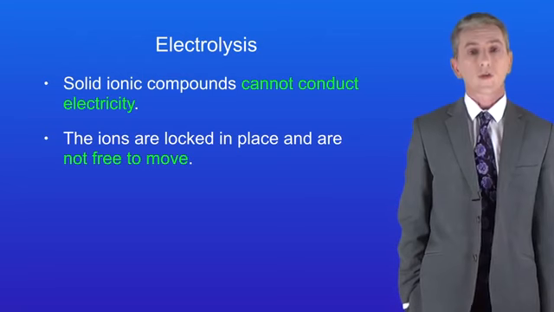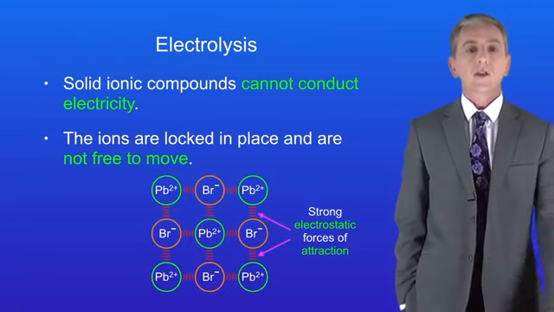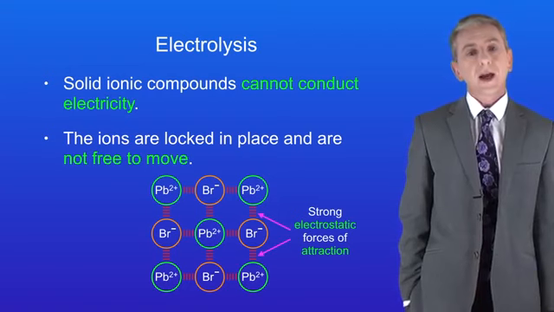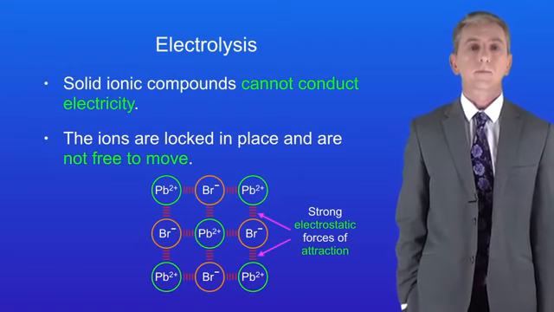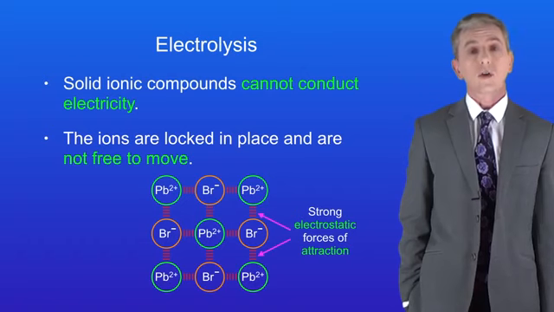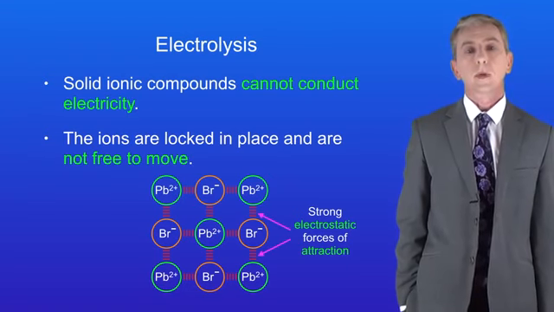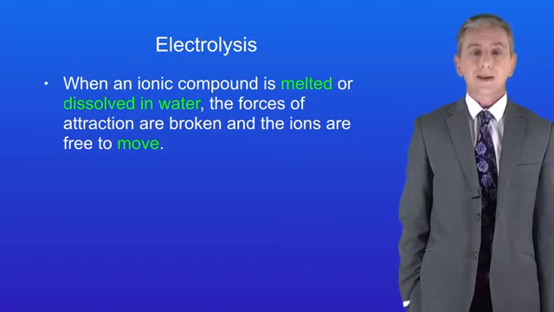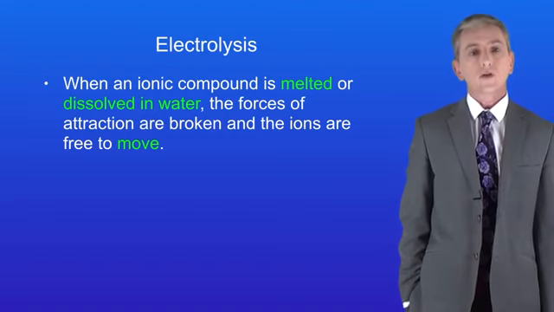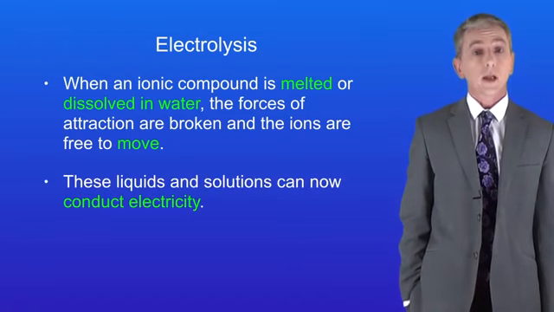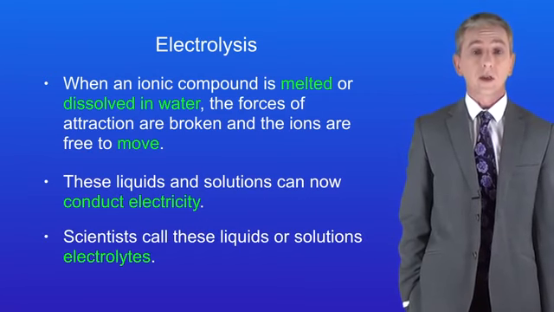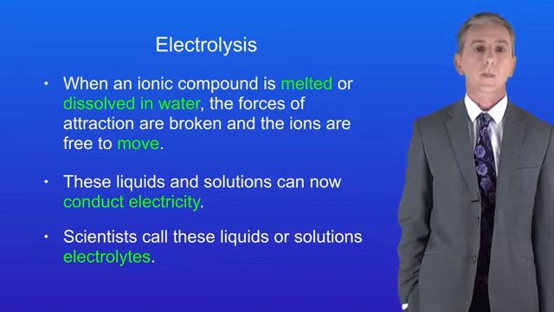I'm showing you the structure of a solid ionic compound here. This is lead bromide, which we saw before, but the idea applies to all ionic compounds. As you can see, the ions are locked in a regular pattern. They're held in place by strong electrostatic forces of attraction, so the ions are not free to move. However, when an ionic compound is melted or dissolved in water, the forces of attraction are broken and the ions are free to move. Because the ions can now move, these liquids and solutions can now conduct electricity, and scientists call these liquids or solutions electrolytes.